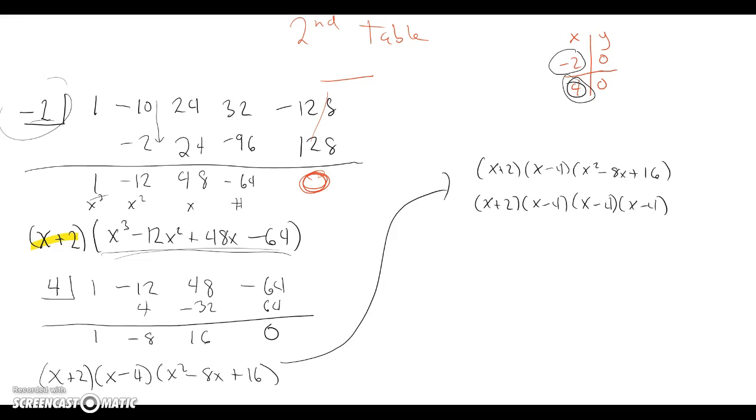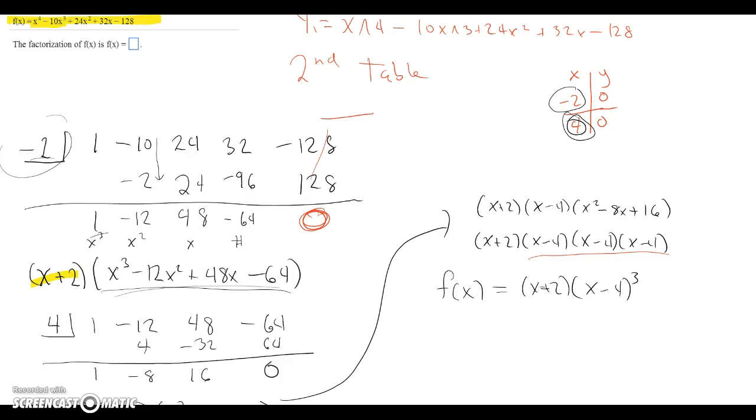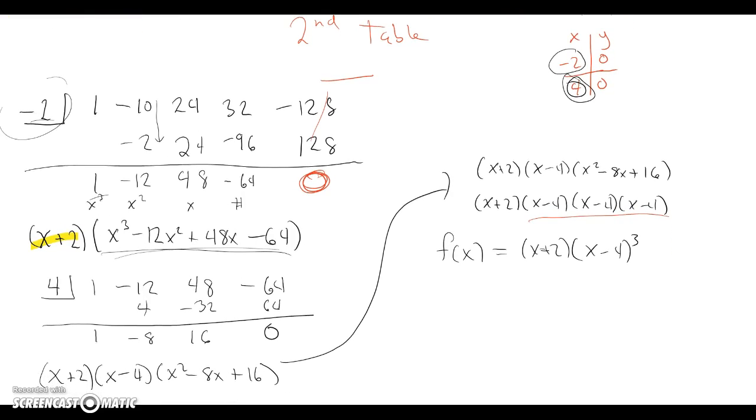Now I can simplify this. How many factors of x minus 4 do I have? I have 3 of those. So the factored form of f of x is f of x equals x plus 2 times x minus 4 cubed, or raised to the third power. The problem asked us to find the factorization, and that's it right there. Then it said to solve the equation f of x equals 0. So the solutions to f of x equals 0 are just these zeros: x is equal to -2 and 4.